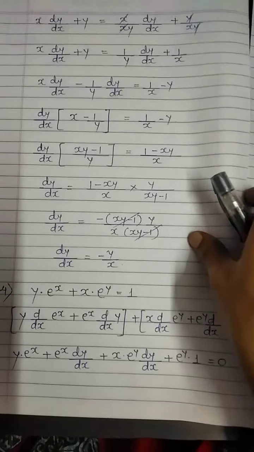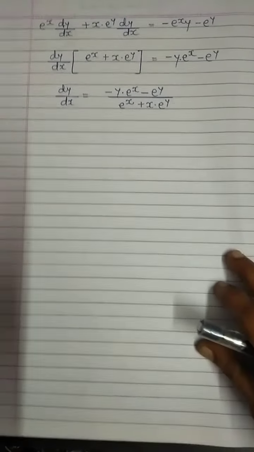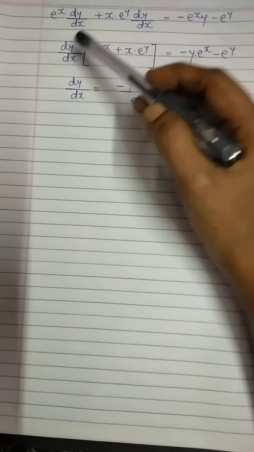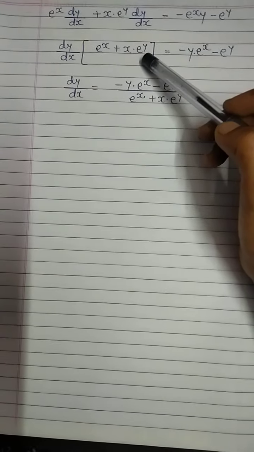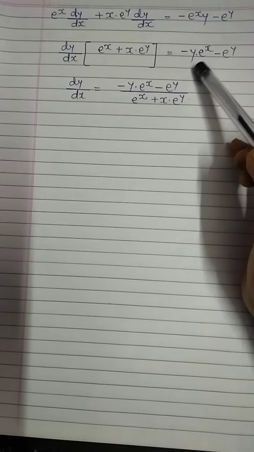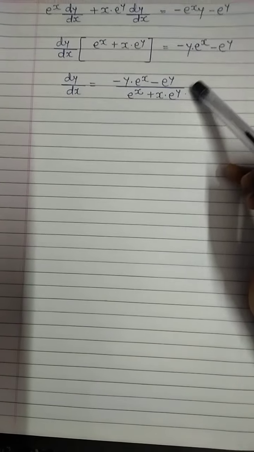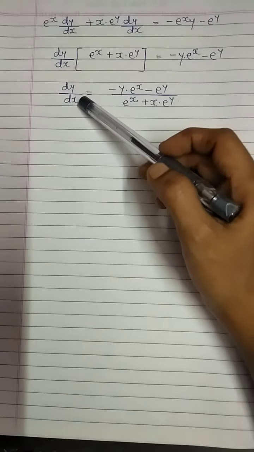Now we will write all dy by dx terms to LHS and the remaining terms to RHS. Then taking dy by dx common, in the bracket we will get this term, and shifting this term to the right hand side means that we will write it in the denominator. So this will be the value for dy by dx.